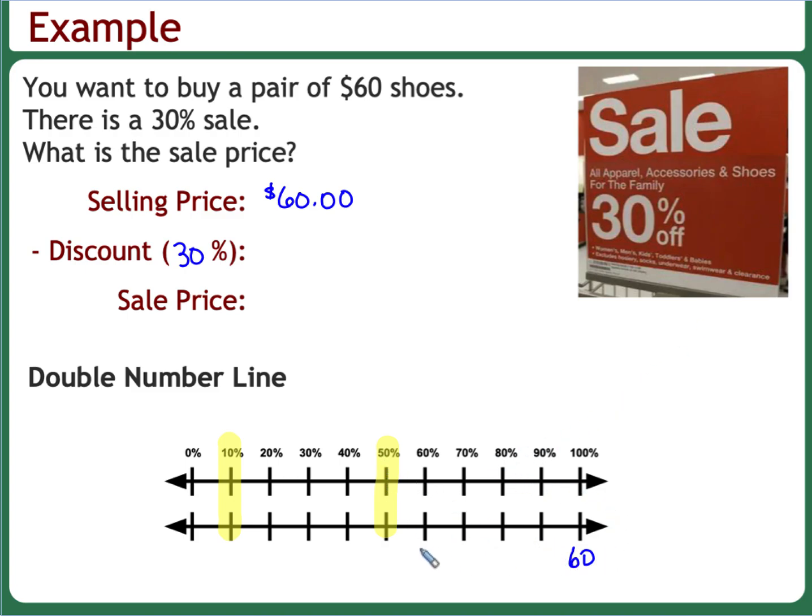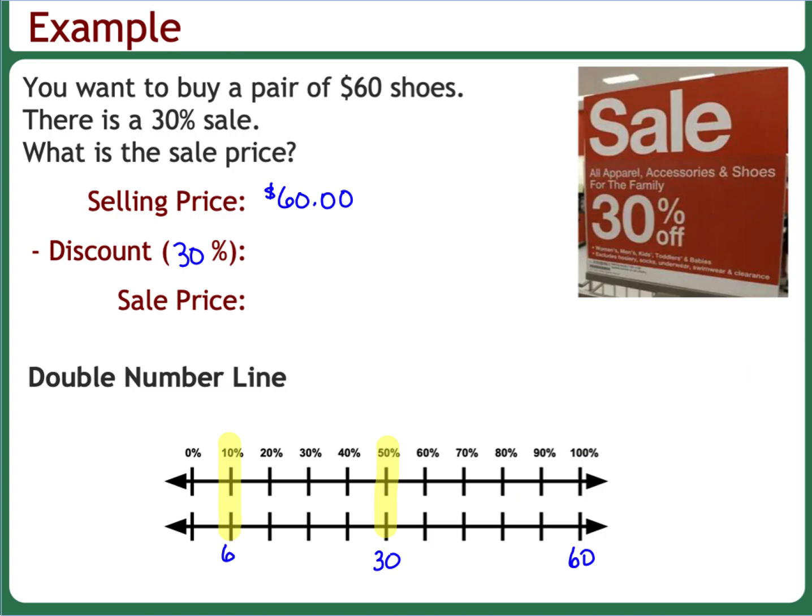So half of 60 is 30. And now I know 30% is less than 50%. So I know my answer should be less than 30. Okay? All right, so what is 10%? Well, 100% divided by 10 is 10%. 60 divided by 10 gives me 6. So 10% is 6. Also notice 50 divided by 5 is 10. 30 divided by 5 is 6.